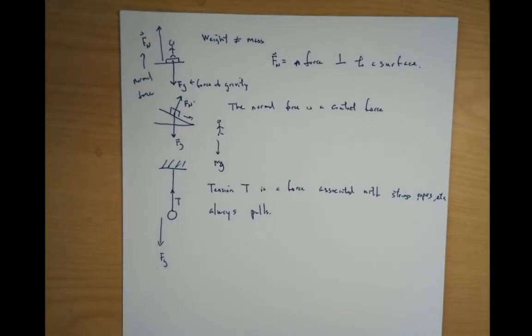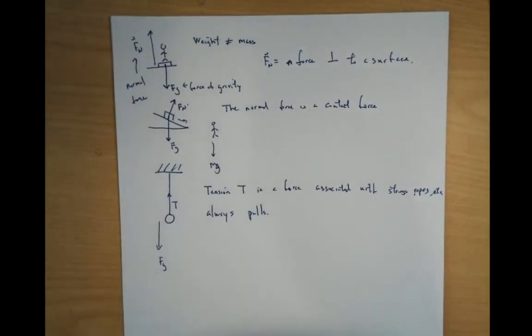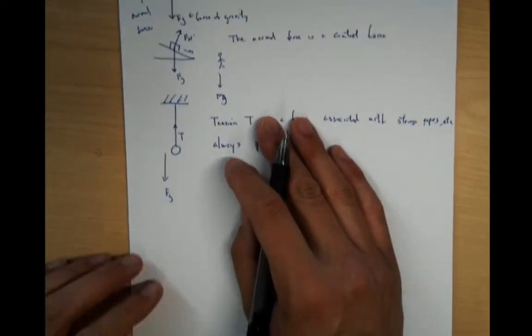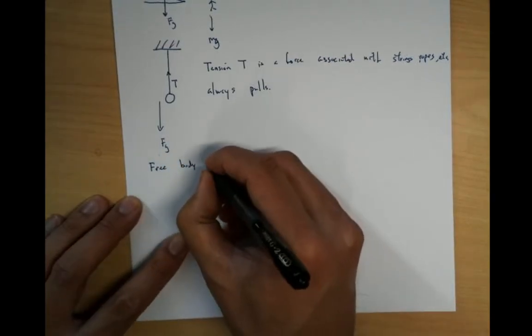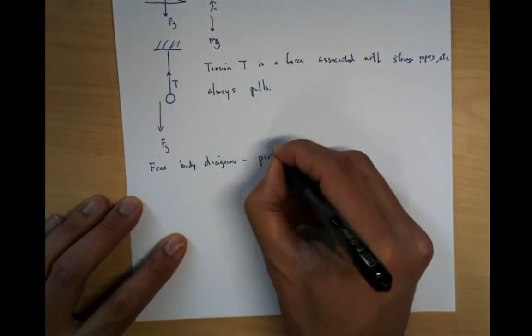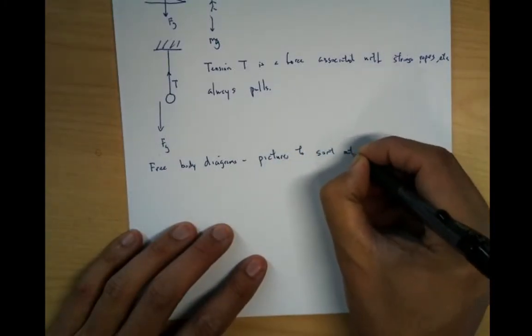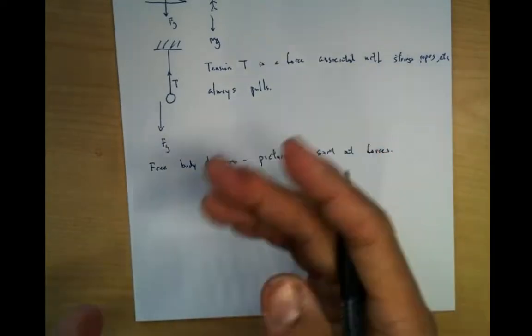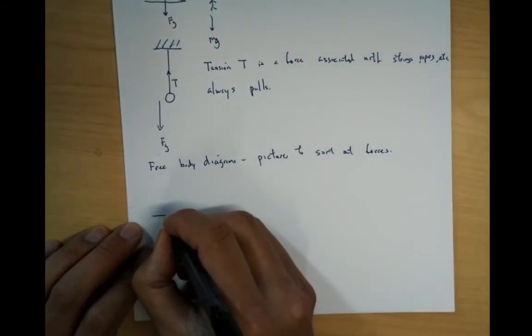Now a lot of times this is very simple, but we can also do much more complicated examples of this. And when we start doing complicated examples with many, many forces, it's helpful to draw free body diagrams to help arrange all the forces. So let's talk about free body diagrams. These are just pictures to sort out all the forces. And when things get hard, you actually do need free body diagrams to figure this out.